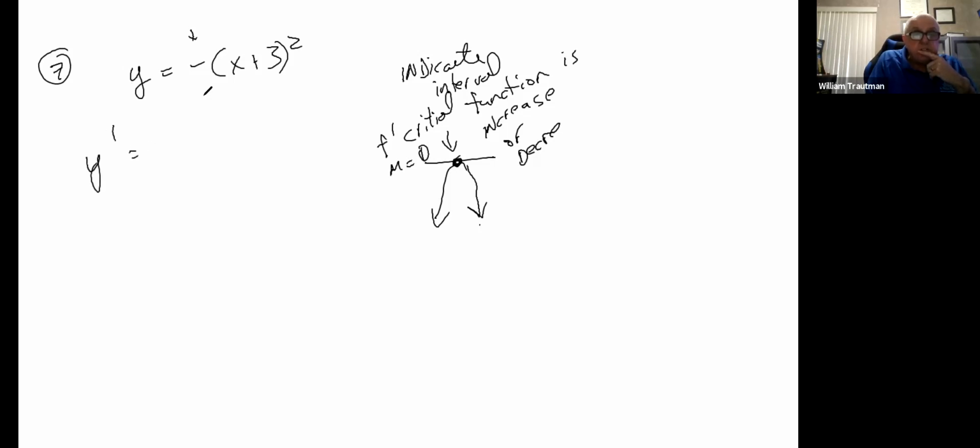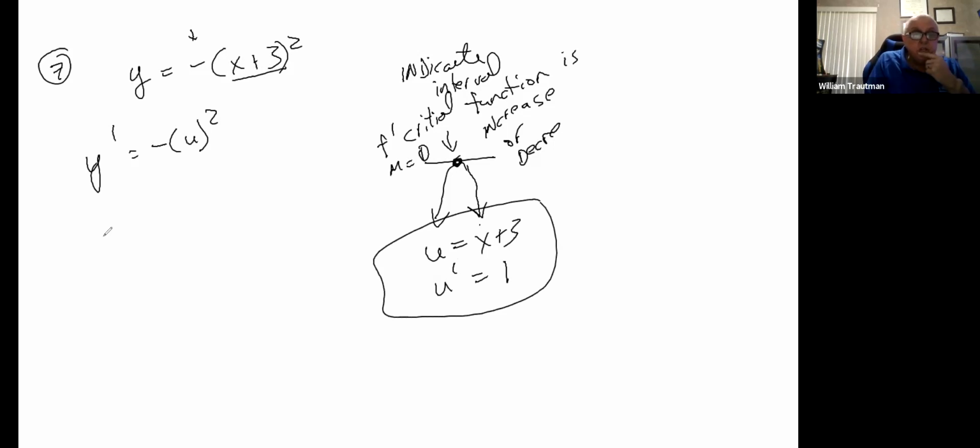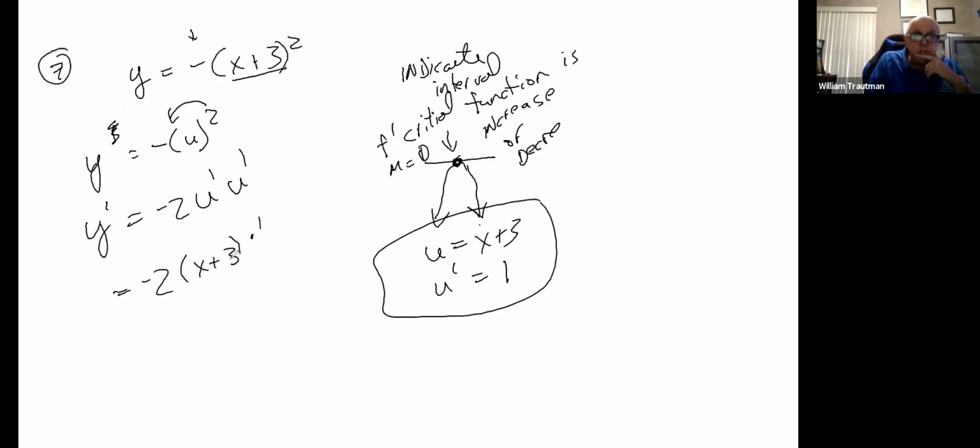So let's take the first derivative of this function. And once again, you notice if there's just an x, that means u prime is 1, and you don't have to use the chain rule, but I'm still going to do it. This is a negative u squared, where u equals x plus 3. The derivative of u is just 1. Now bring the 2 in front, u, and then subtract 1, and then u prime. So negative 2u, where u is x plus 3, and then u prime is just 1. So the first derivative is negative 2 times (x plus 3).